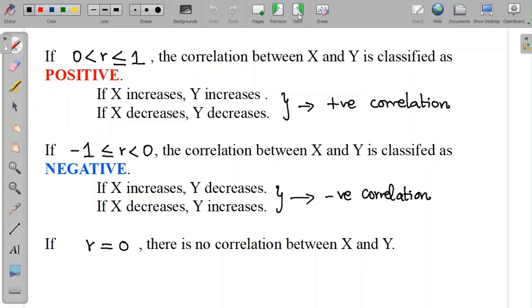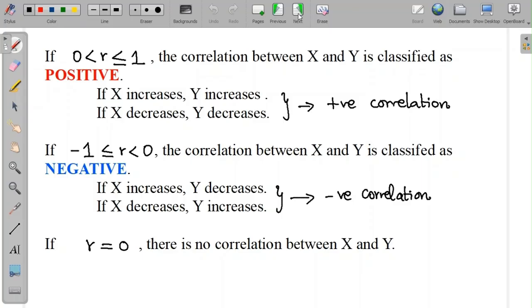or zero. If the value of r lies between 0 and +1, we say that the two variables are positively correlated. This is observed when an increase in x also leads to an increase in y, or a decrease in x leads to a decrease in y. So both x and y rise or fall together.